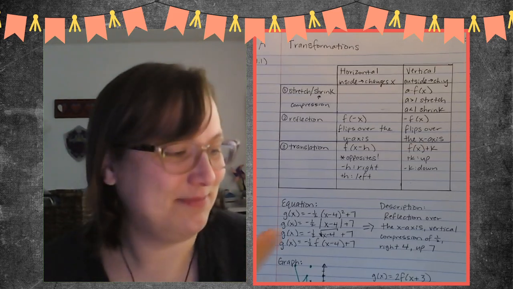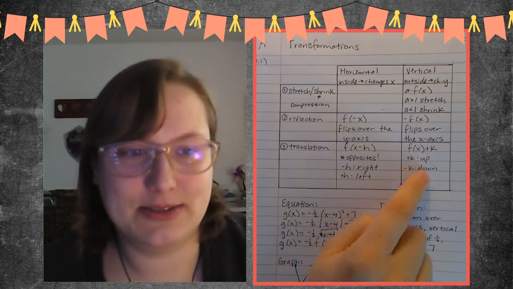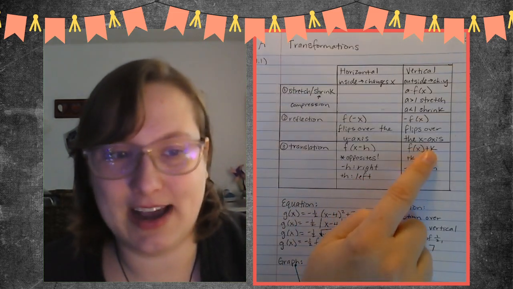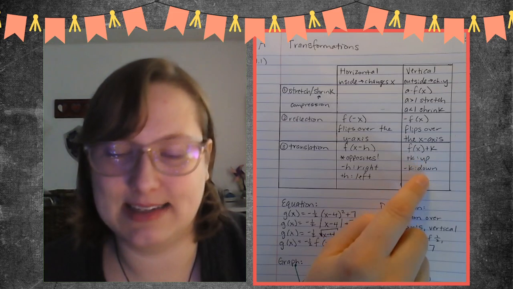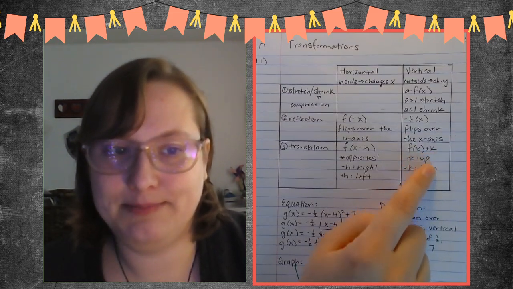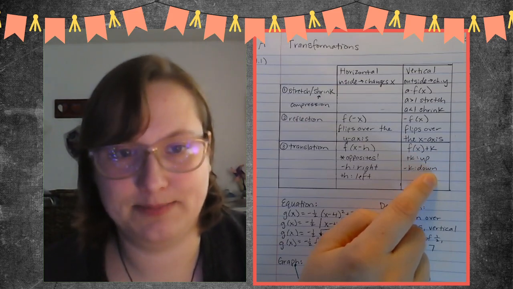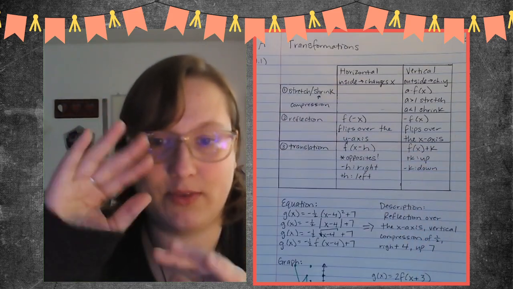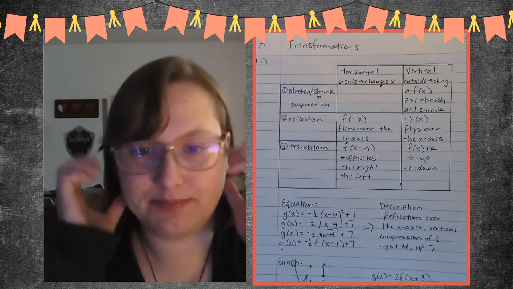So it's okay. The last thing we can do is if there's a plus number on the very outside, that's up, and if it's minus, it's down. So if it said a function plus 7, it'd be up 7, minus 7 would be down 7. So we stretch it, we flip it, we move it around.